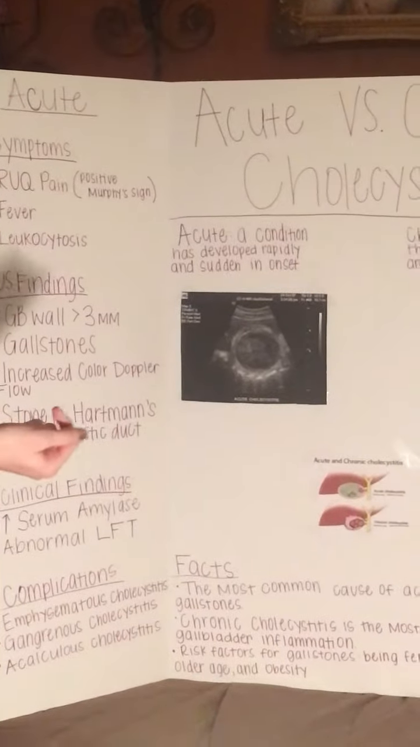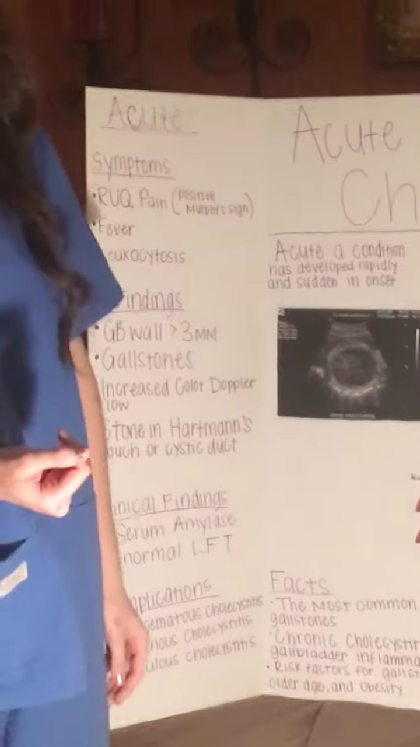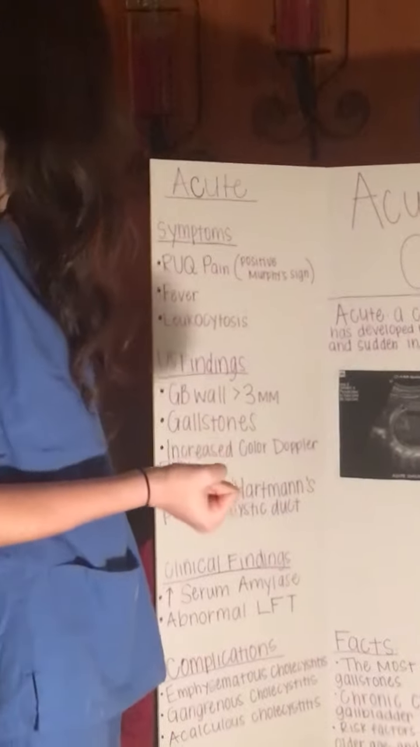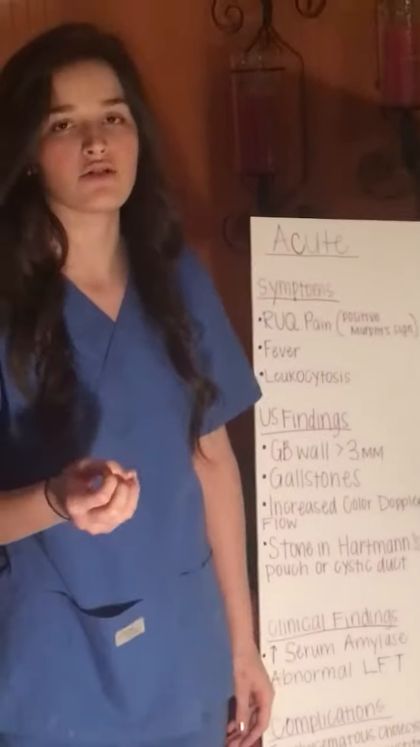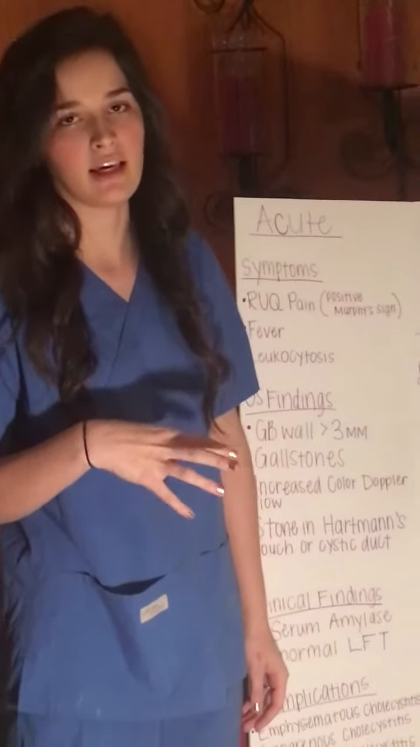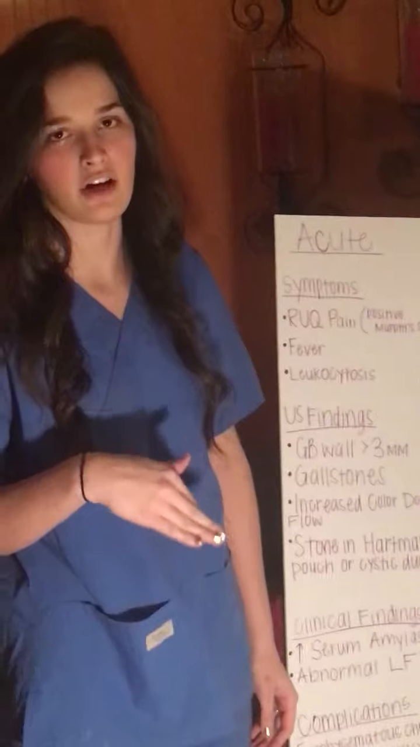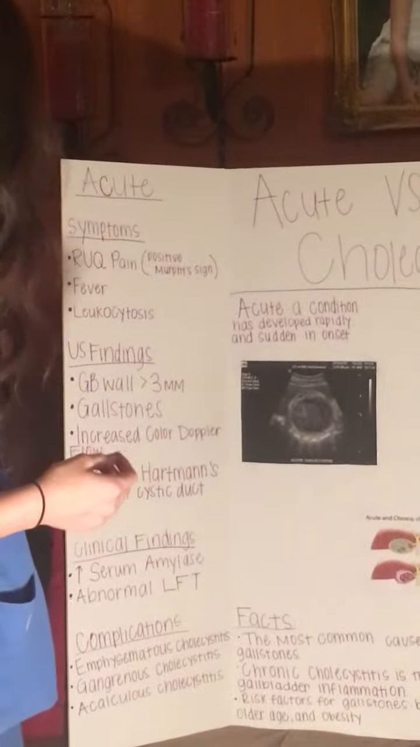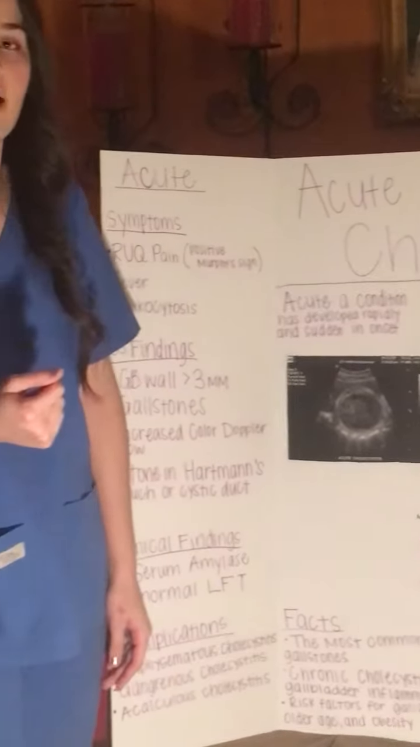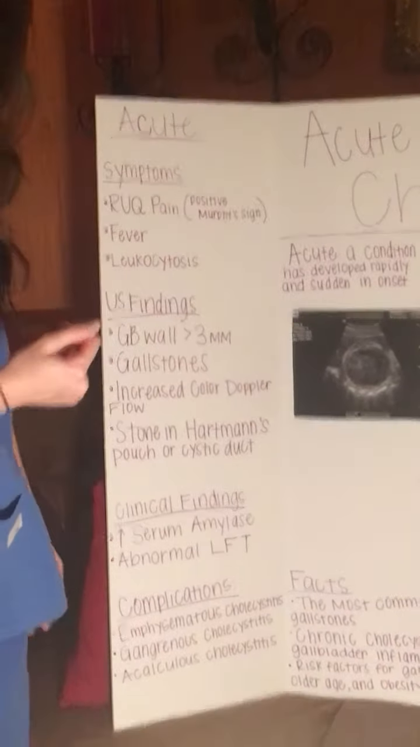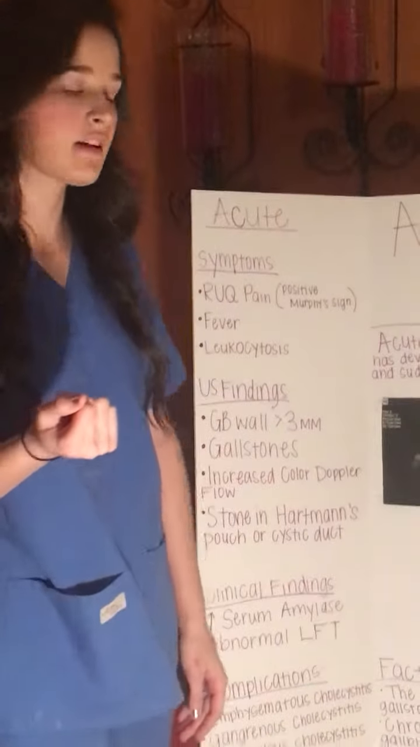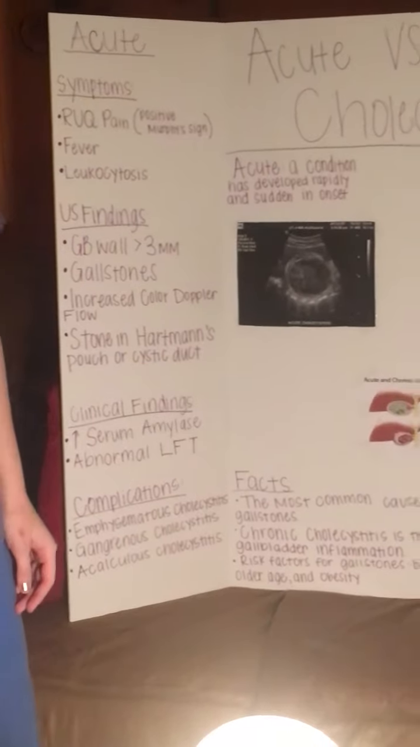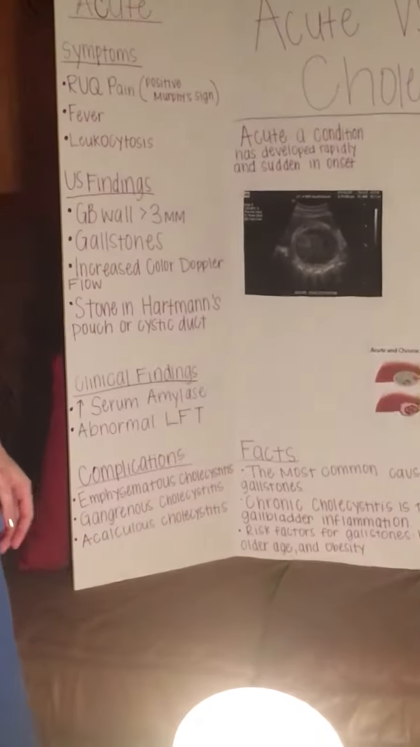Some ultrasound findings are gallbladder wall measuring greater than 3 millimeters, gallstones, increased color Doppler flow, and a stone may be in the Hartmann's pouch or the cystic duct, blocking the bile from getting out of the gallbladder, which is what causes acute cholecystitis. Some clinical findings may be an increased serum amylase and also an abnormal liver function test. Some complications may be emphysematous cholecystitis, gangrenous cholecystitis, and acalculous cholecystitis.